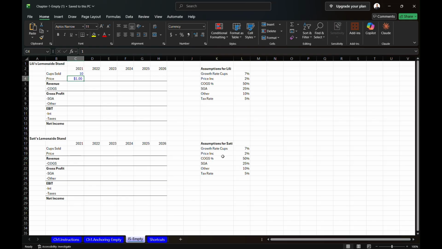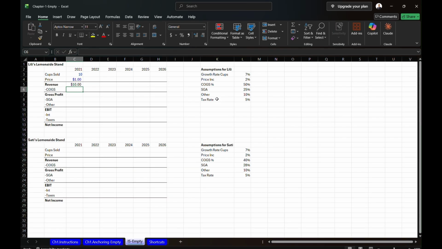So first thing we want to do, we want to calculate revenue. We're going to go to C5 here and do equals, arrow up to our cups sold, multiply by that $1, enter. That gives us our revenue. So now for cost of goods sold and for SG&A and our other expenses, we're going to assume the percentage of sales with our assumptions over here, and those assumptions obviously right here.